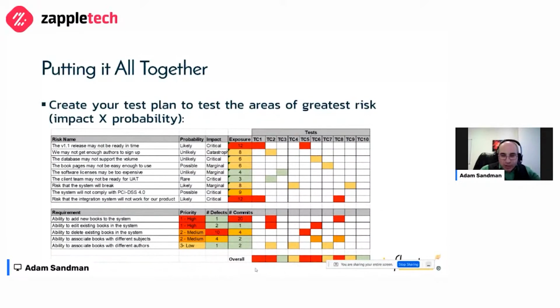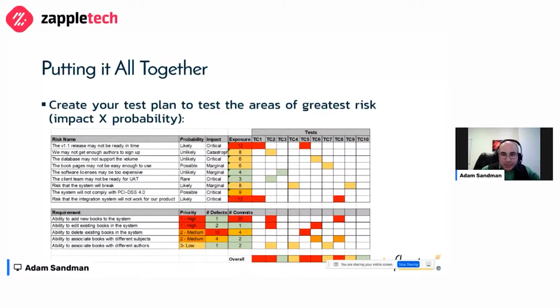So that bottom row where you see overall, that gives you an overall risk-adjusted way of looking at the test cases. So we have 10 test cases. If we didn't have this matrix, how would we decide if we only had enough time to run 5 of them? Well, maybe we pick the first 5. Maybe we pick the last 5. Who knows? What we do now is we can say, well, the ones in red, let's do those first.